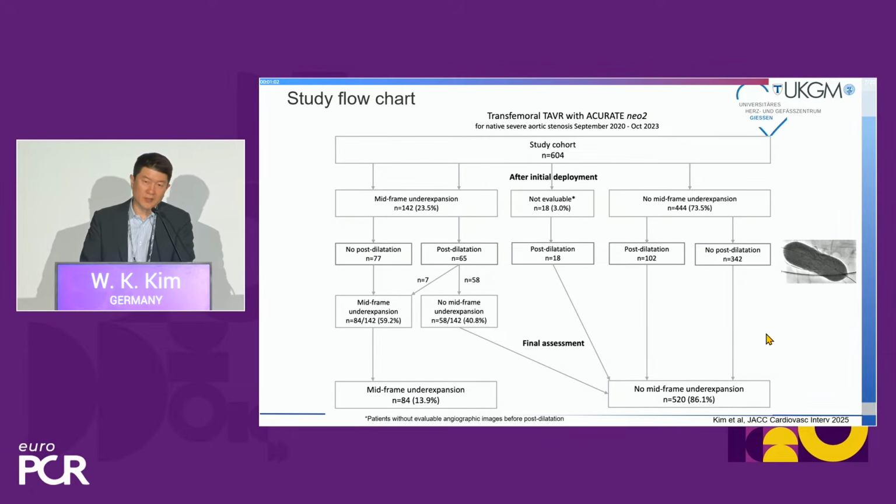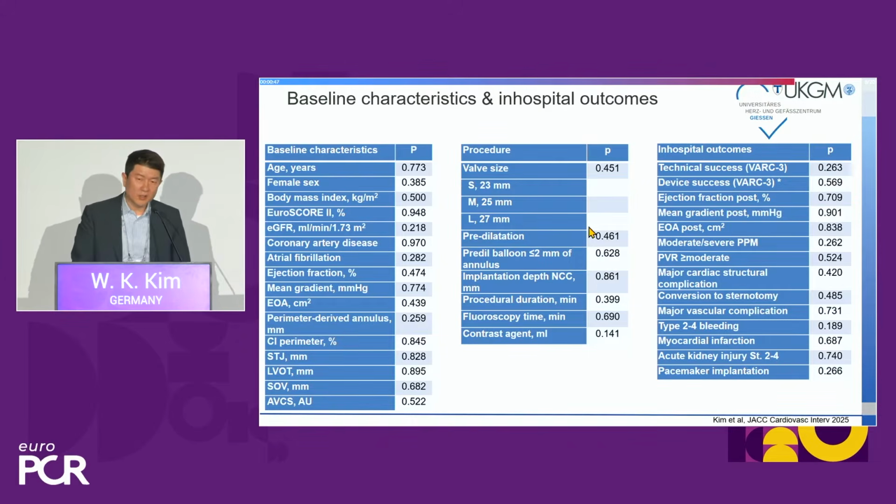This was with a slightly different methodology used, and if we used a similar method as in the IDE, the rate of underexpansion was slightly lower, at 10%. So let's look at the baseline characteristics.